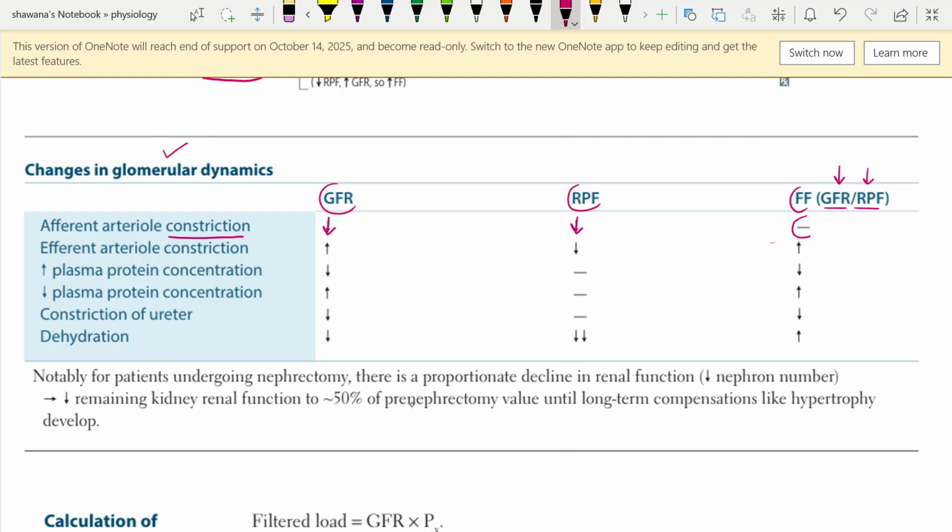It's important. For example, if there is efferent arteriole constriction, if we constrict the efferent arteriole, the renal plasma flow will decrease. It's logical.